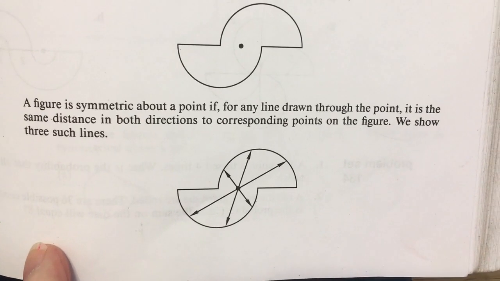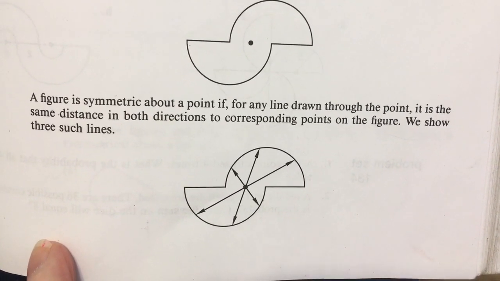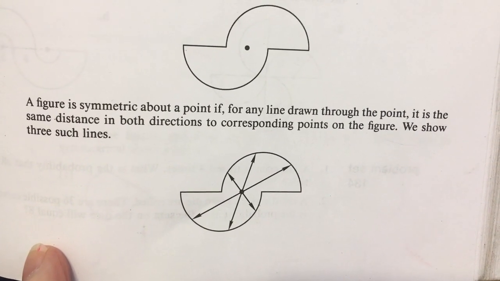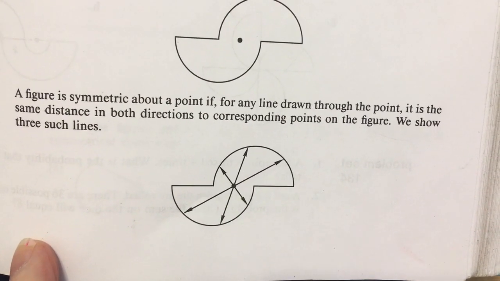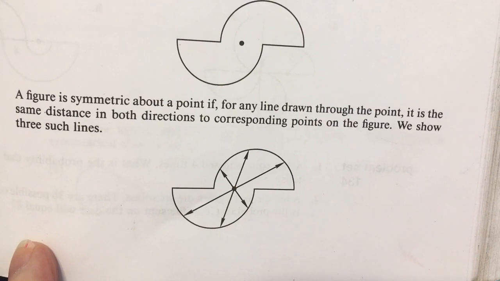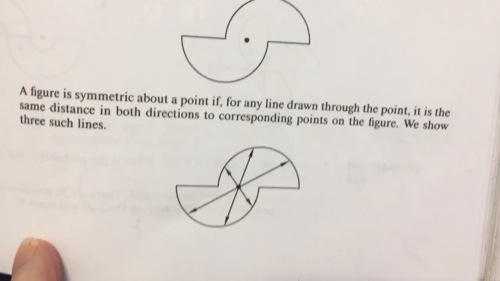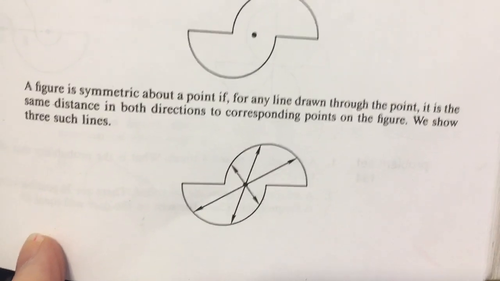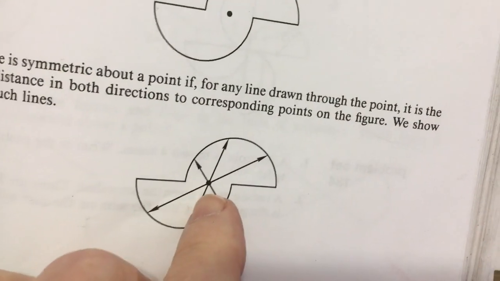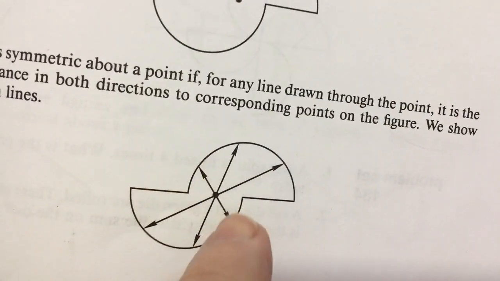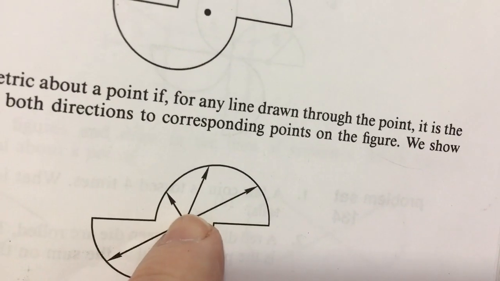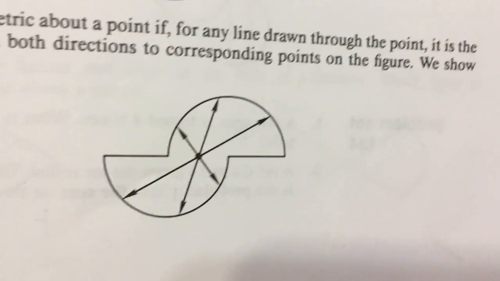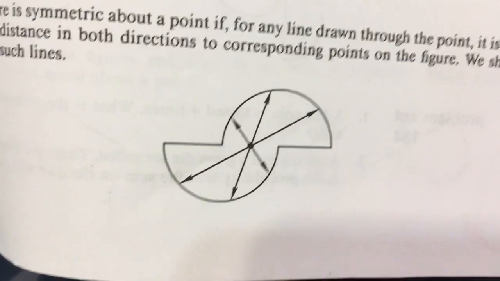And this is the last little part of this section. Before we do our homework, it says a figure is symmetric about a point if for any line drawn through the point, it is the same distance in both directions to corresponding points in the figure. So basically they're saying, okay, here's the point of symmetry, and any line that I draw through that point is going to be the same distance from the point to this side as it is from the point to that side. And that is a point of symmetry.